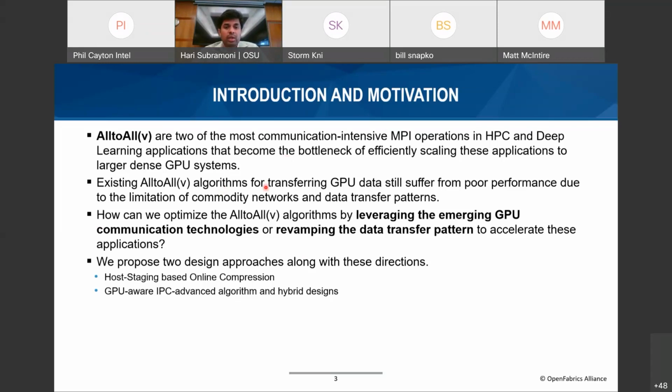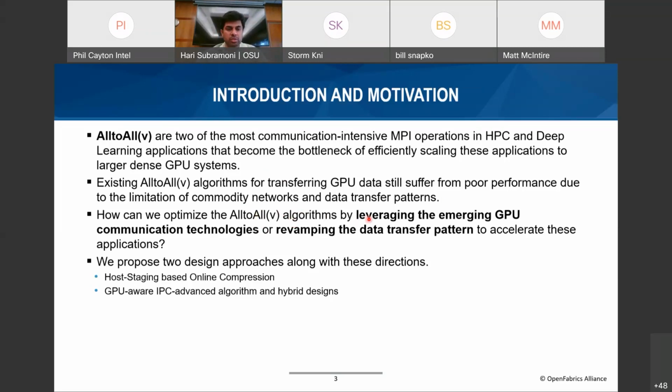However, existing all-to-all algorithms for GPU-based communication still suffer from very poor performance due to limitations of algorithms as well as how they are using the commodity networks. So broadly, what we are trying to explore here is the following. How can we optimize all-to-all algorithms by leveraging the emerging GPU communication technologies and revamping the existing data transfer patterns to accelerate these applications?